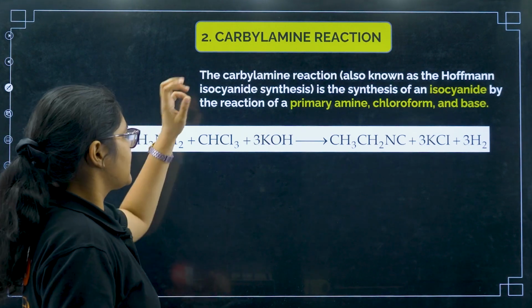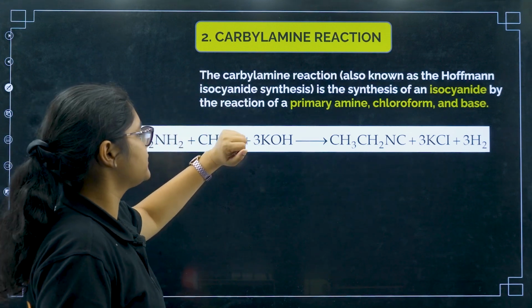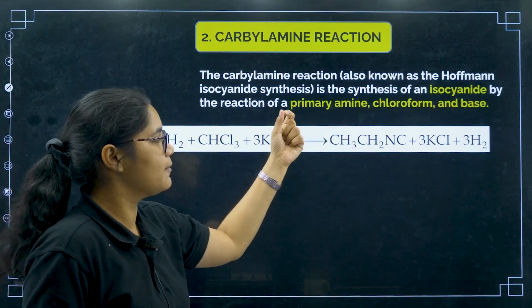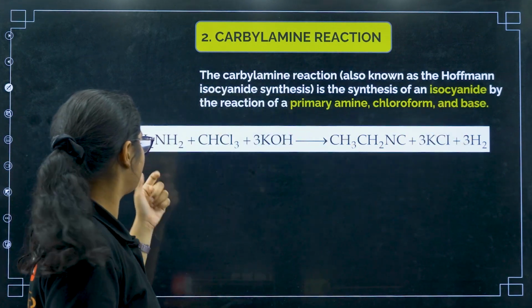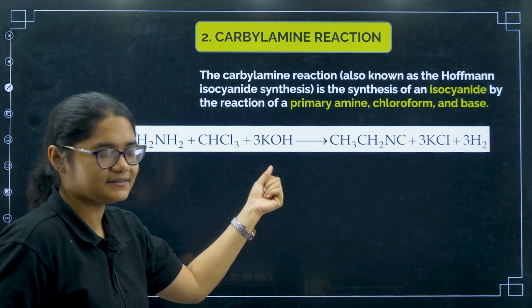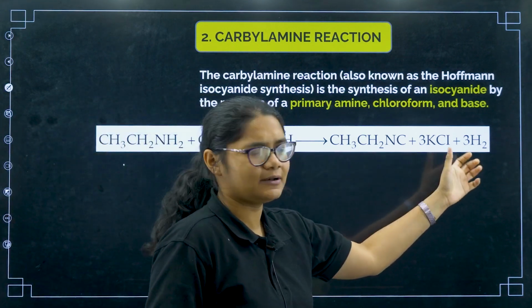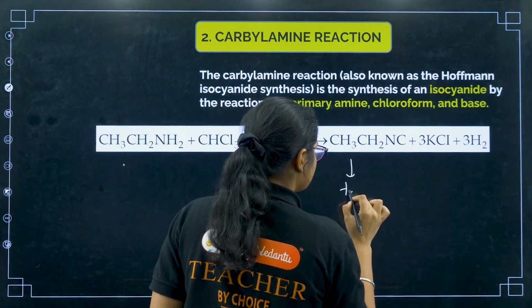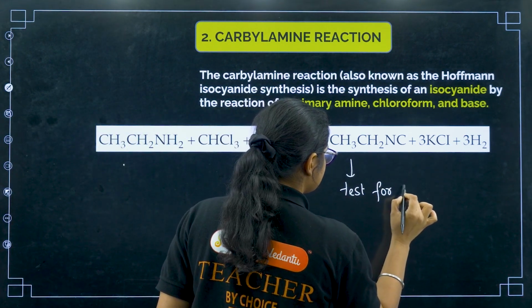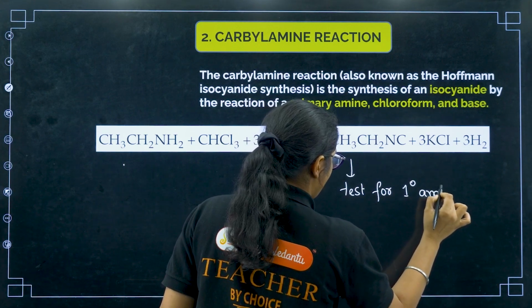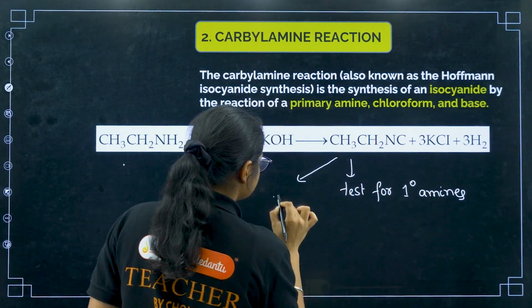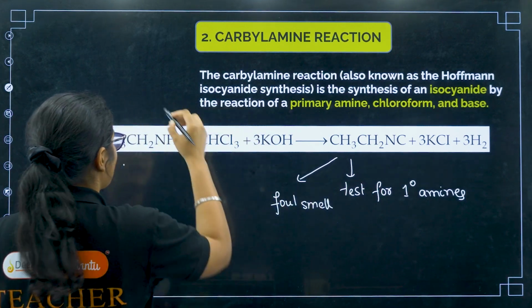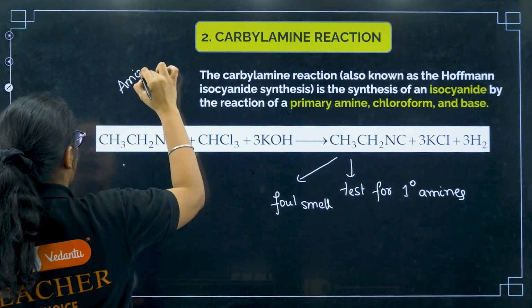Carbylamine reaction is the synthesis of an isocyanide by the reaction of a primary amine, chloroform and a base. So you have a primary amine, chloroform and a base. It gives you isocyanide plus KCl plus H2O. Byproducts we are not worried about, right? This reaction is used as a test for primary amines, and the isocyanide produced has a foul smell. I hope all of you can recall this reaction. Which chapter is this from? This is from your chapter on amines.